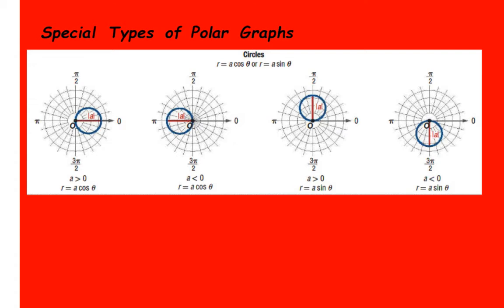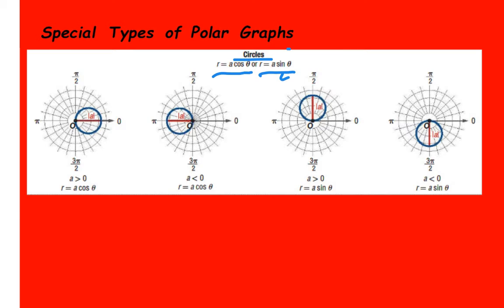So here are your special types of polar graphs. And they follow patterns, just like you have parent graphs for all your Cartesian coordinate systems, your XY coordinates, you have parent graphs for these. So we have circles. The first type is r equals a cosine of theta or r equals a sine of theta. And they're just circles. Notice there is nothing in front of the theta, so that's a 1 there. Any other number, it is not a circle.